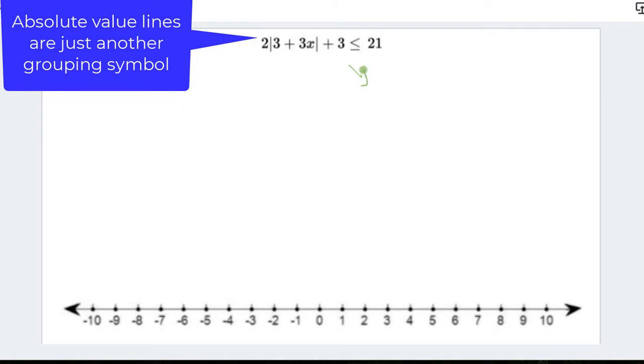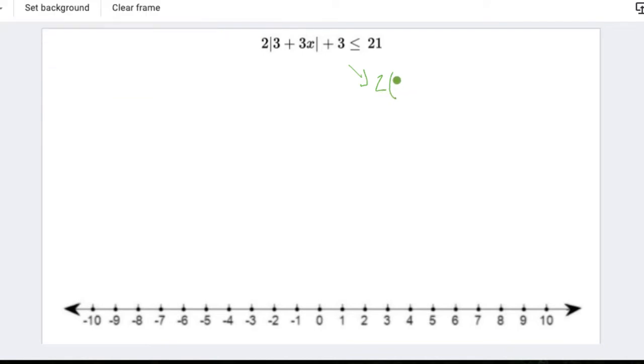So we're going to bring it over here first. Now we're going to write it as if it was parentheses. So 2 parentheses, 3 plus 3x, close the parentheses, plus 3 is less than or equal to 21. Remember, if we got a positive value, we probably have to use a negative value as well. So we're at the same thing, 2 parentheses, 3 plus 3x, close the parentheses, plus 3 is greater than or equal to negative 21. Again, you got to use both cases.